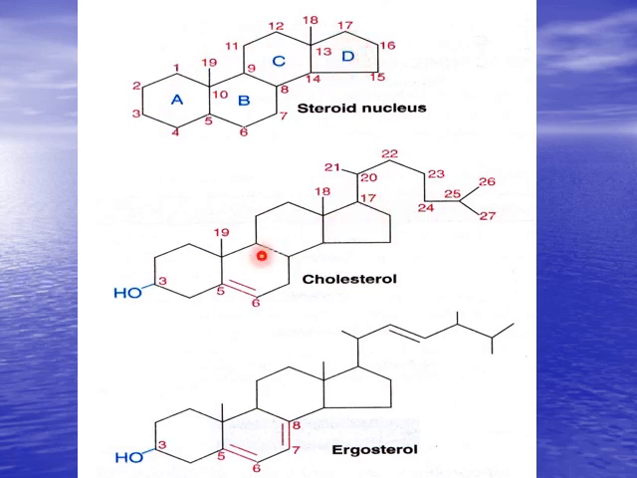Here in the cholesterol structure, there is a hydroxyl group attached to the carbon number 3. There is a double bond between 5 and 6, and there are two methyl groups attached to the carbon number 10 and 13. So these are 10 and 13. And there is an 8 carbon side chain attached to the carbon number 17. This is the structure of ergosterol, the sterol found in the cell membrane of the fungi and protozoa.